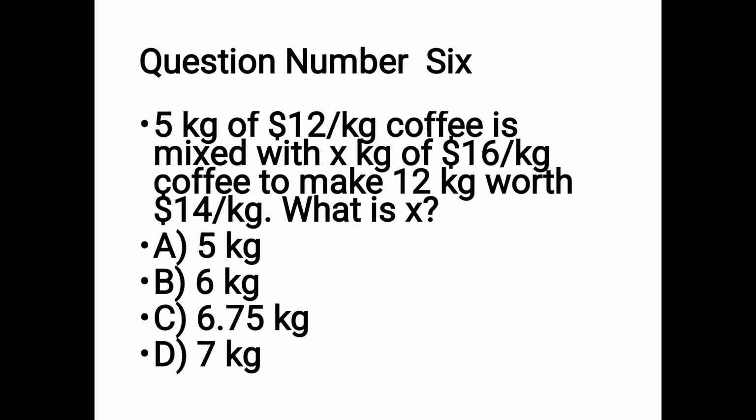Question number 6. 5 kilograms of $12 per kilogram coffee is mixed with x kilograms of $16 per kilogram coffee to make 12 kilograms worth $14 per kilogram. What is x? A. 5 kilograms. B. 6 kilograms. C. 6.75 kilograms. D. 7 kilograms. You have 10 seconds.